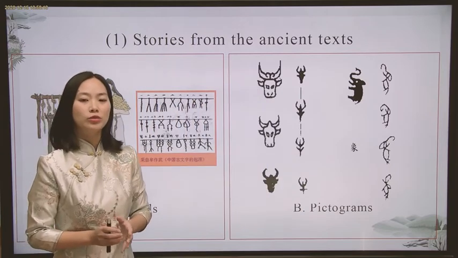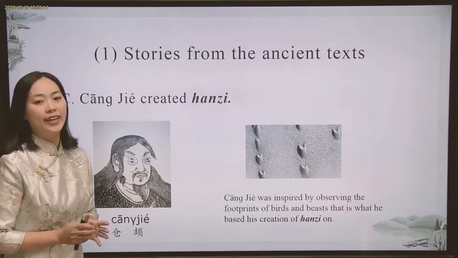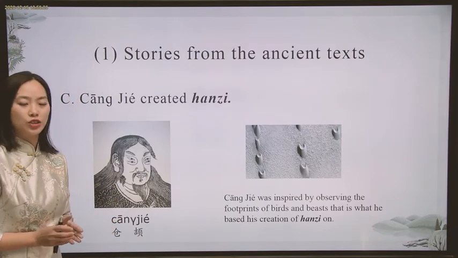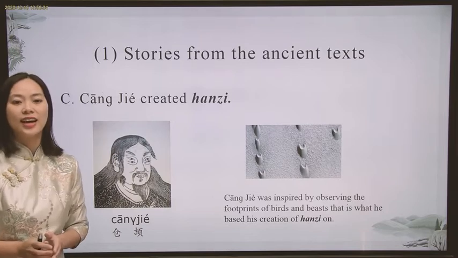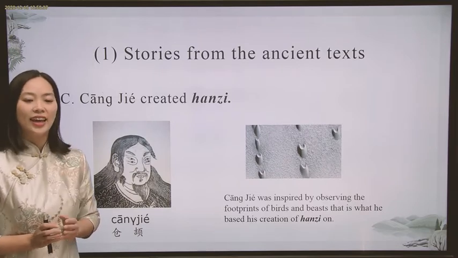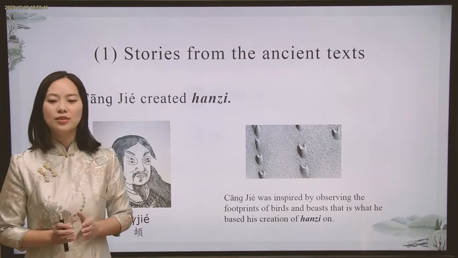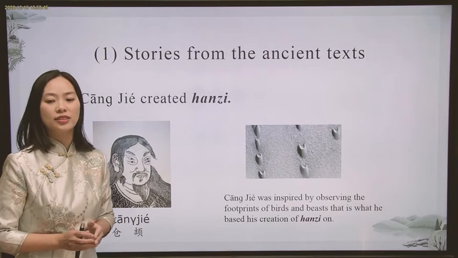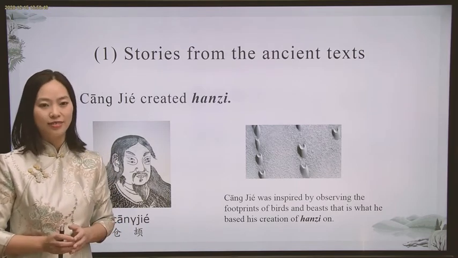One of the most influential arguments is that Cang Jie created Hanzi. Cang Jie was the historian for the mythical Yellow Emperor. It is said that he had four eyes and was good at observing nature. He was inspired by observing the footprints of birds and beasts. That is what he based his creation of Hanzi on.